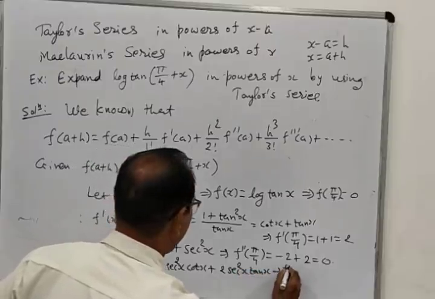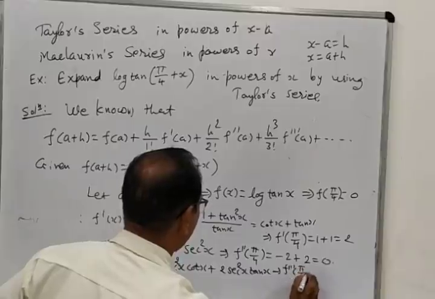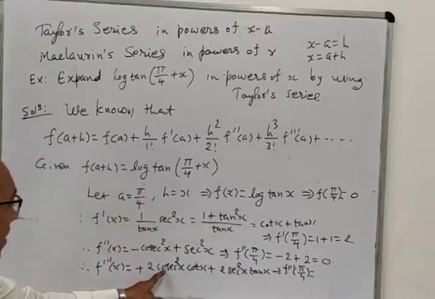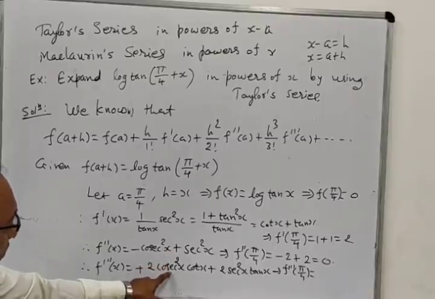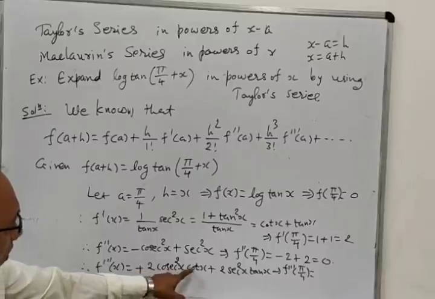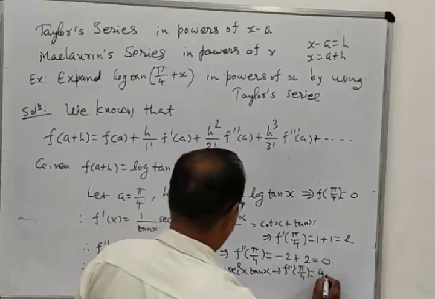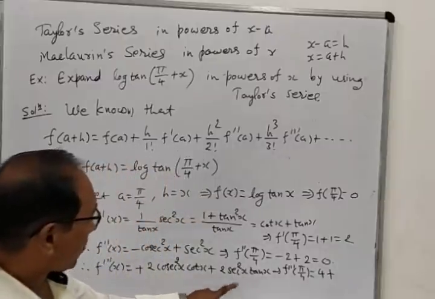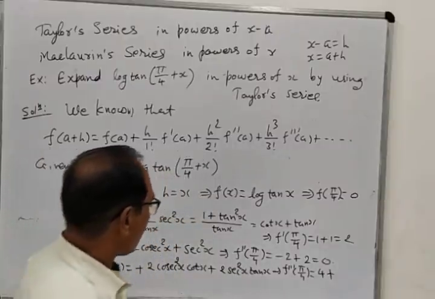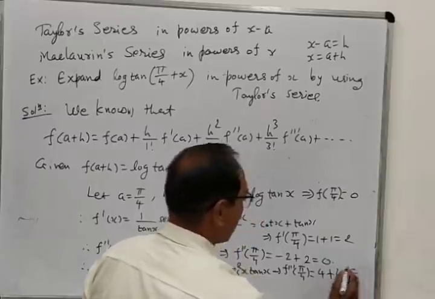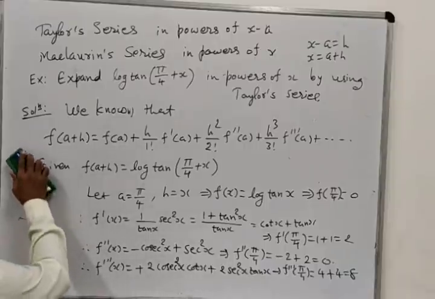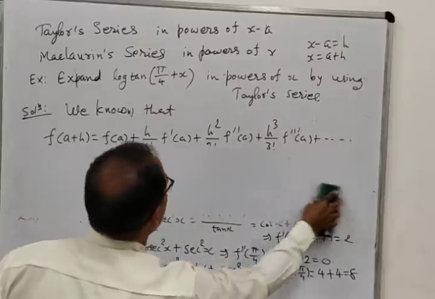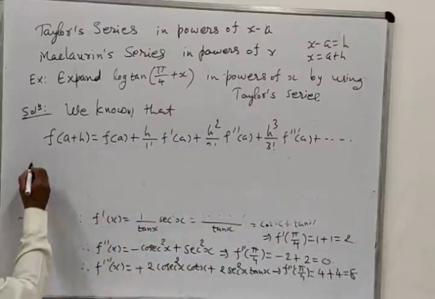So this implies that f triple dash pi by 4 equals cosec pi by 4, root 2 square. Cosec pi by 4 is root 2, root 2 square is 2, 2 into 2 is 4. And cot pi by 4 is 1. So 4 plus, here again sec pi by 4 is root 2, root 2 square is 2, 2 into 2 is 4. So it is 8. So up to this it is allowed.